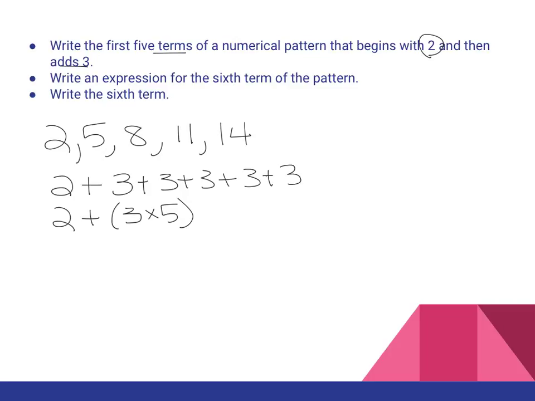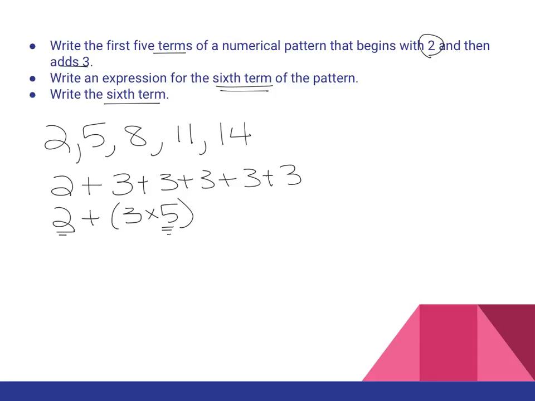It's important that you realize we're writing this expression for the 6th term of the pattern, but we're only multiplying by 1 less than that because we already have 2 as the first term. So you kind of have to subtract 1 from what you're multiplying 3 by. Then it says to write the 6th term that the expression would equal.